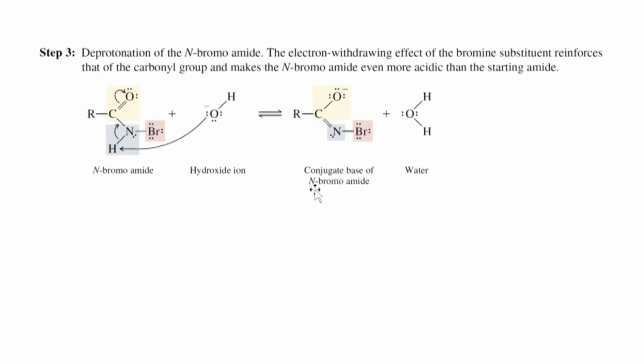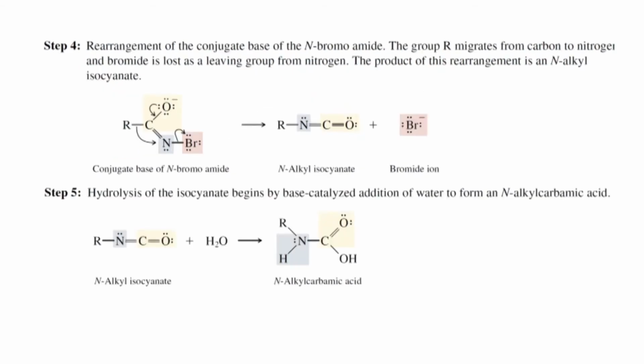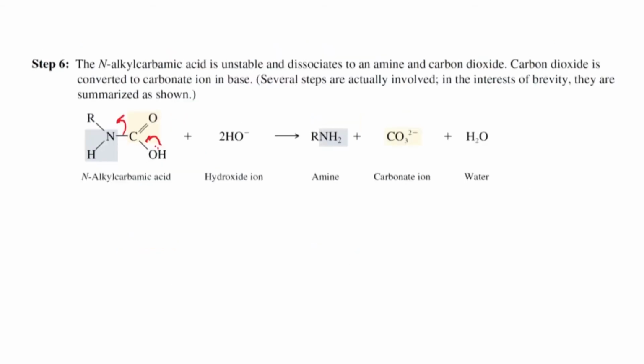And after this, the N-bromoamide is in a position wherein this migration can occur to produce this isocyanate. So here, this is the key step where this carbon-carbon bond is being broken and you generate an alkyl isocyanate. And now reaction with water gives you this N-alkyl carbamic acid. N-alkyl carbamic acids are actually quite unstable, and they may subsequently hydrolyze to give you the amine and carbonate ion and water. Of course, there are many steps involved in this. One of them is, of course, loss of CO2.